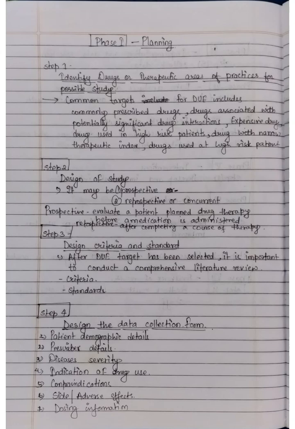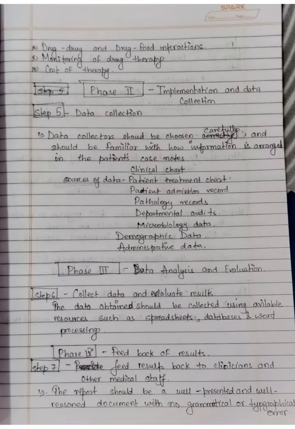Step 4, design the data collection form. Patient demographic details, prescriber details, disease severity, indication of drug use, contraindication, side or adverse effect, and dosing information should be collected. Drug and drug-food interaction, monitoring of drug therapy, and cost of therapy should also be collected.